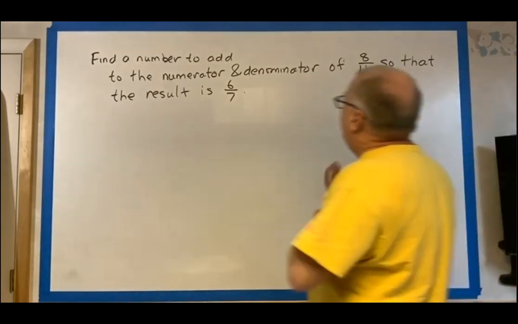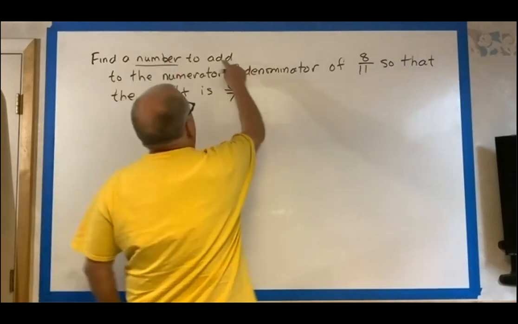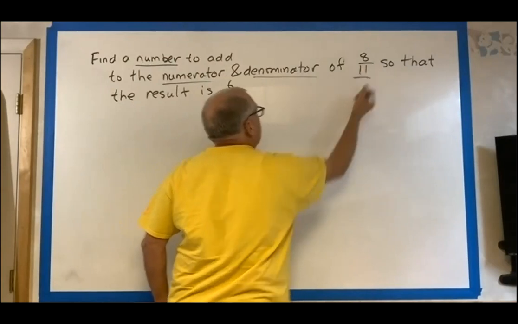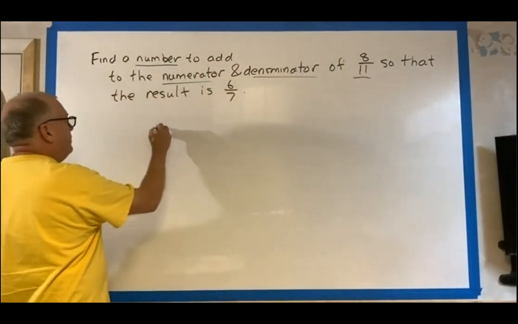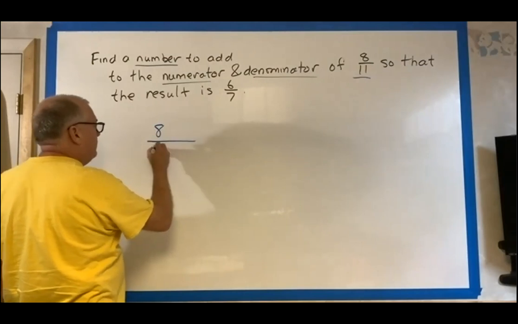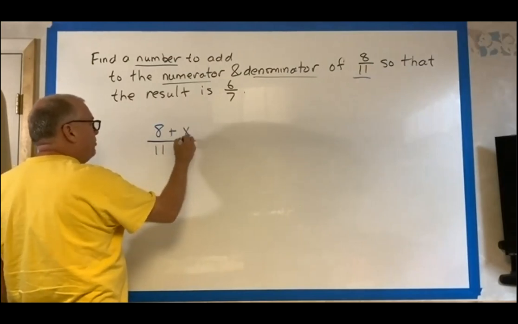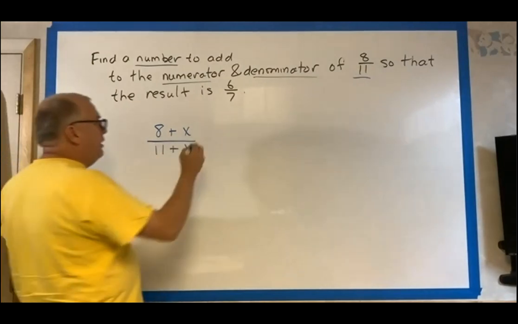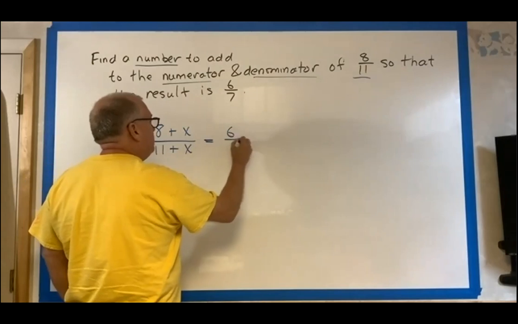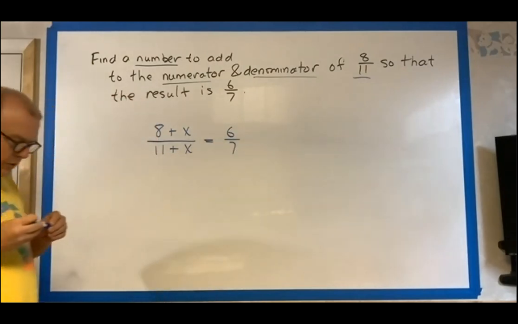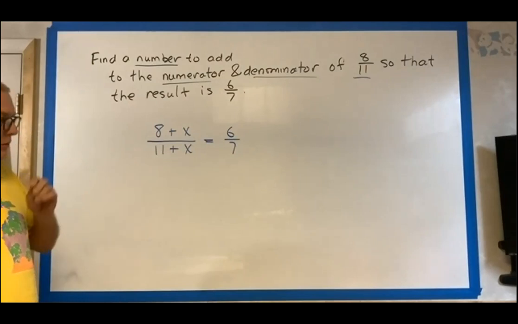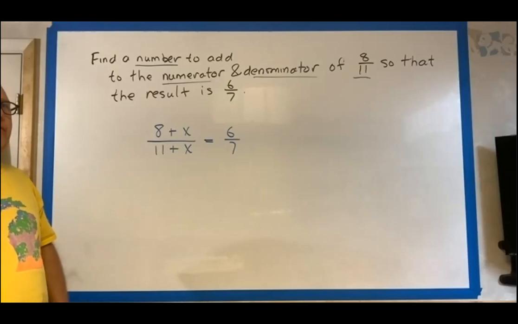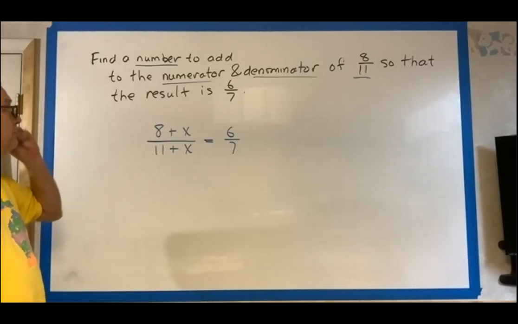So find a number to add to the numerator and denominator of 8/11. So I'm thinking about adding a number to the numerator and denominator of 8/11 so that I would get 6/7. I also don't know what you think about the videos in the book. You can tell me whether you find them helpful or not, but I thought the videos were relatively nice, so maybe I should make a little more video like that.